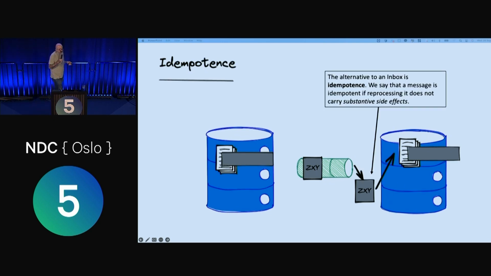The other alternative is idempotence, right? There are no substantive side effects. You can just ignore the need for the inbox. So sometimes, for example, if I receive a reply saying payment was made for an order, I don't necessarily need to worry about checking that in an inbox, because if I reapply that the order was paid for, well, the order was still paid for.